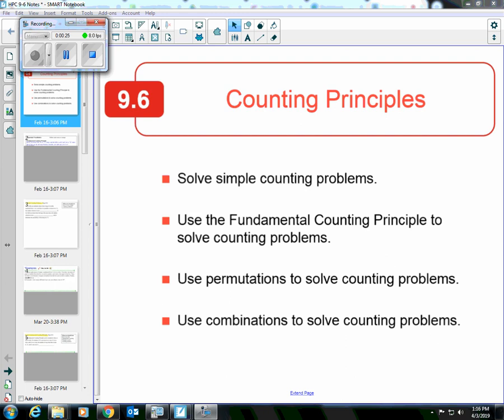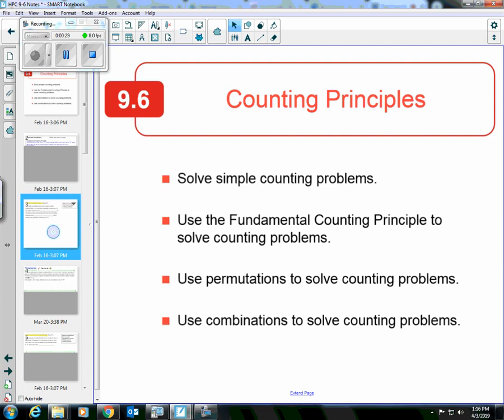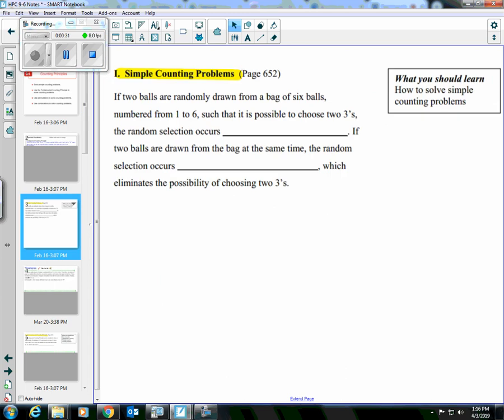So we need to be able to count first, which seems like it should be pretty easy, but sometimes counting can get a little tricky. So let's make sure that we're okay. So let's talk about the simple counting problems. So we have to deal with this idea of, we'll call it independent and dependent, or is there replacement or isn't there? Like, what do I have to choose from? So let's take a look at the scenario.